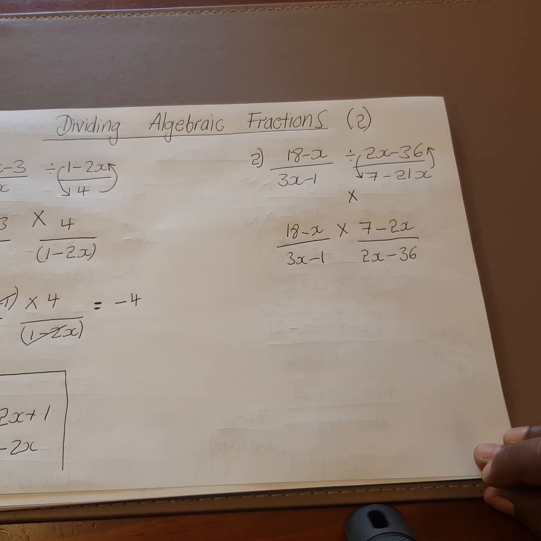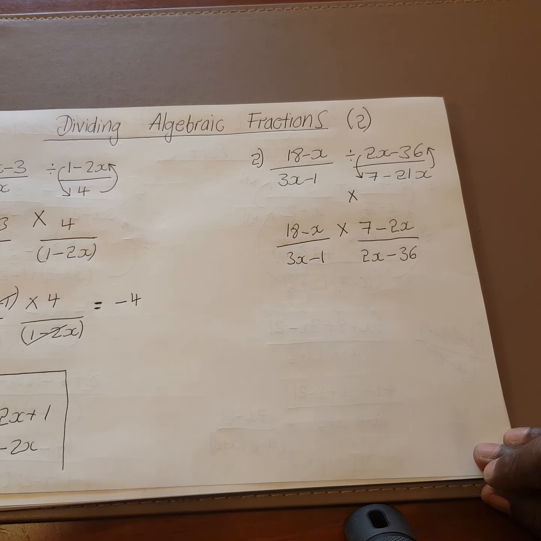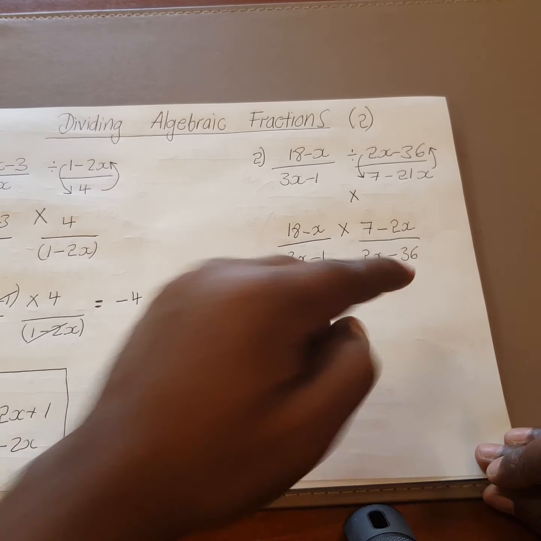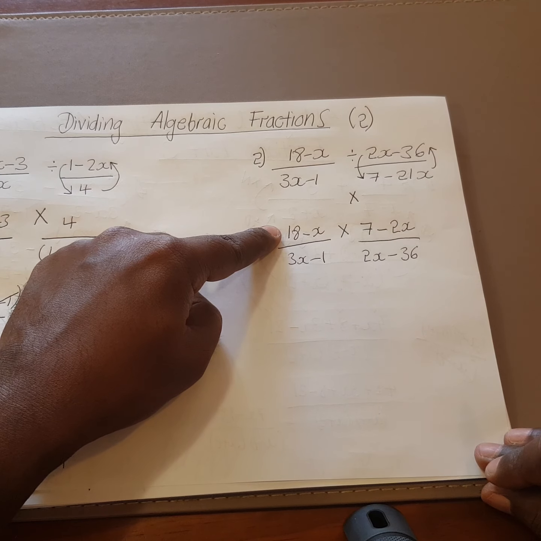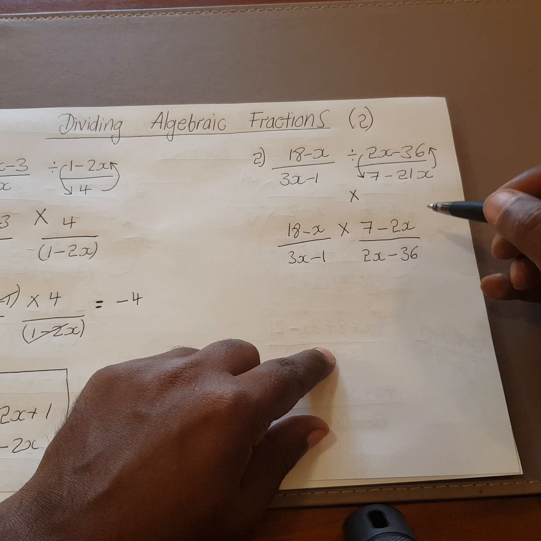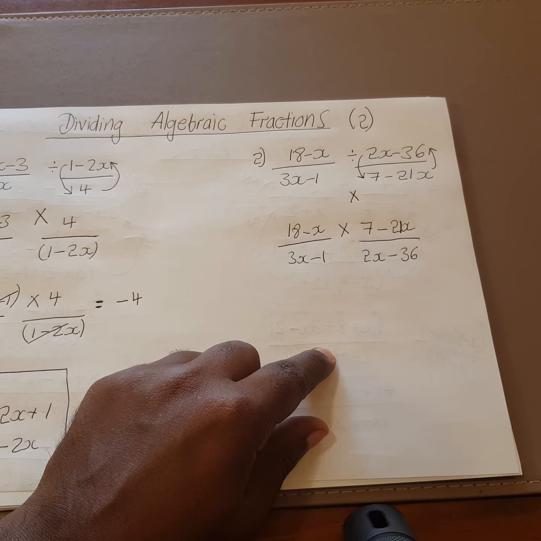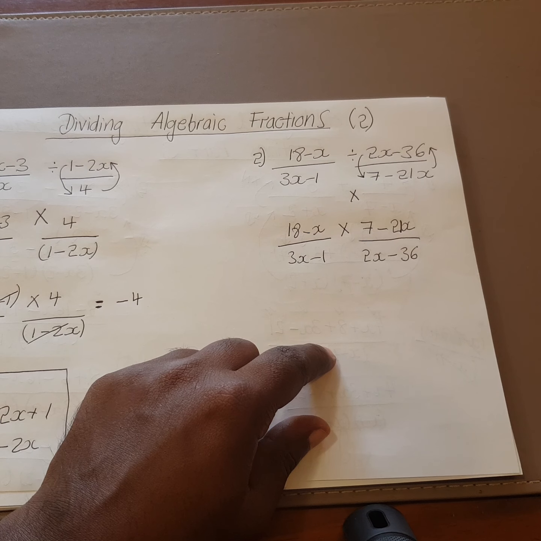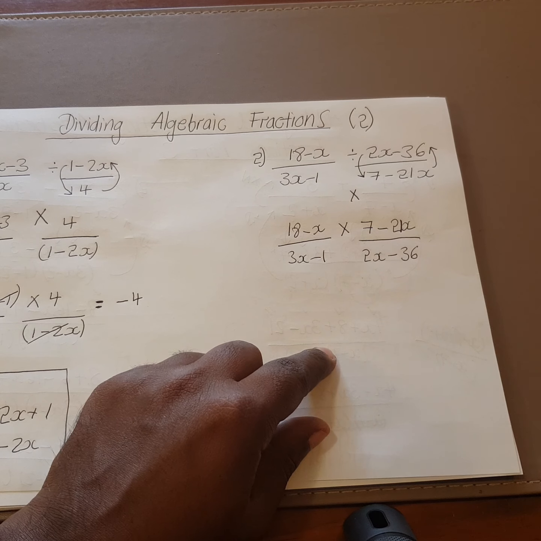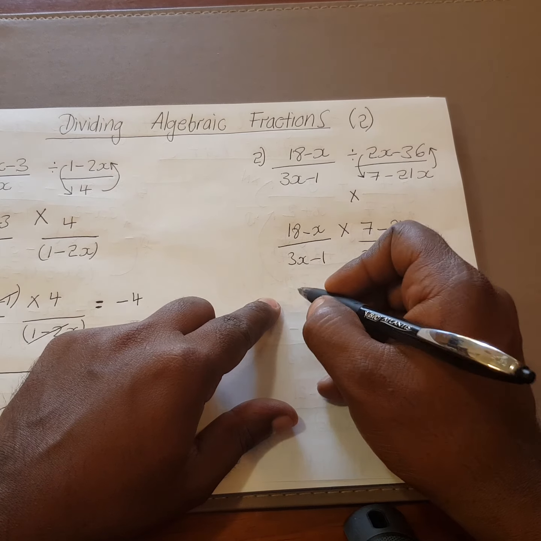Now, if I suddenly ask you, all right, I want you to times the numerators and denominators and simplify it, you will get the answer, but it's a long process. So the next step is factorize where possible. Which of the 4 expressions can be factorized? Can we factorize 18 minus x? No, we can't. Can we factorize 3x minus 1? No. Can we factorize 7 minus 21x? Sorry, that's 21x. All right, 7 minus 21x. I think we can, because 7 and 21 have a common number there. Can we factorize 2x minus 36? Yes, we can. All right, so let's work through this.